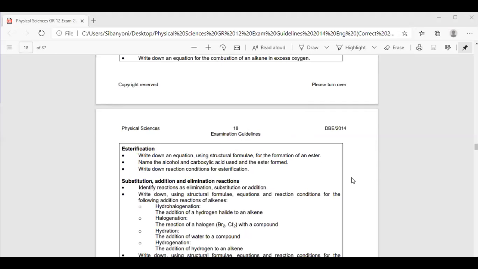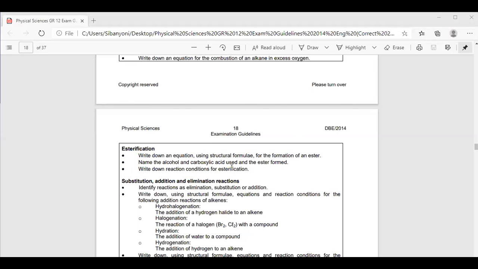So remember that. We must be able to name the alcohol and the carboxylic acid used and the ester formed. And that is why I was telling you that when you have a molecule which is an ester, you know that it was through the reaction of an alcohol with a carboxylic acid, and it gives you an ester. And those conditions, if you quickly recall them, is that you need sulfuric acid, which will act as a catalyst, and you also need to heat your reaction vessel so that you are able to form that ester.